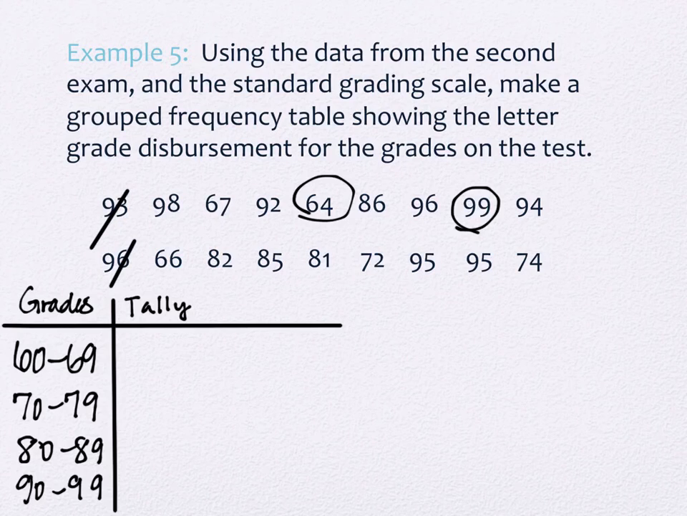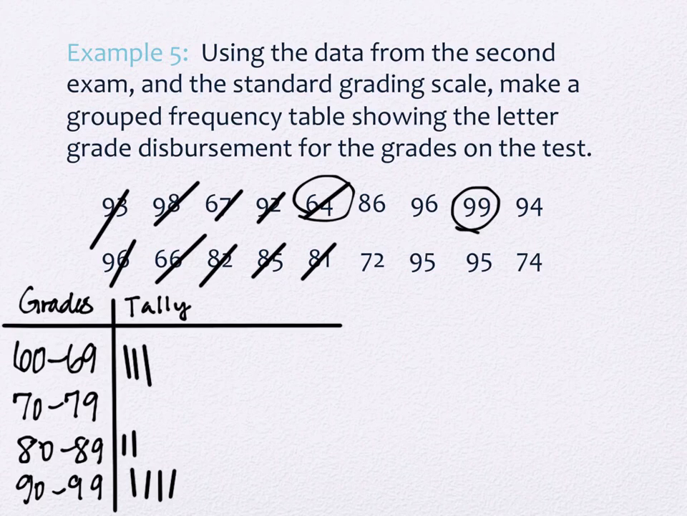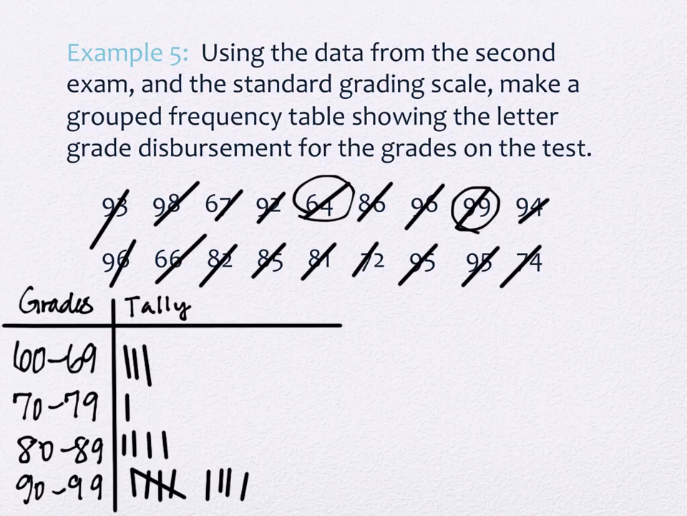So 93 and 96 means that I have 2 tallies in this column. 98 and 66, 67, 82, 92, 85, 64, 81, 86, 72, 96, 95, 99, and then 94, 74. And that's my tally column.